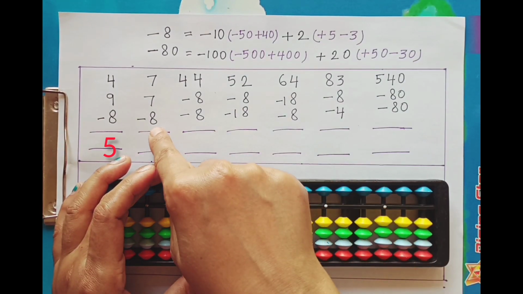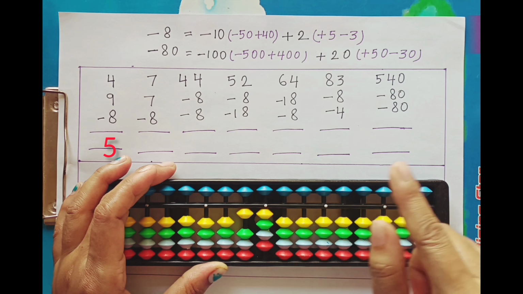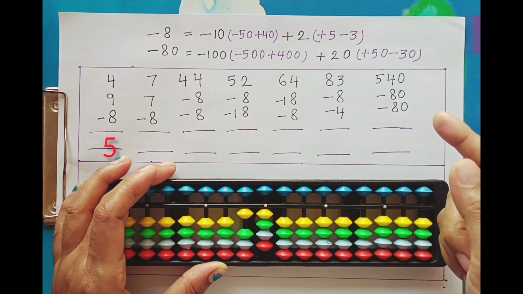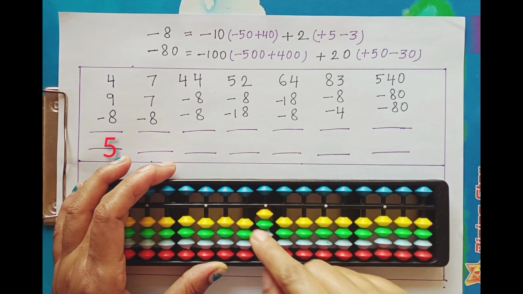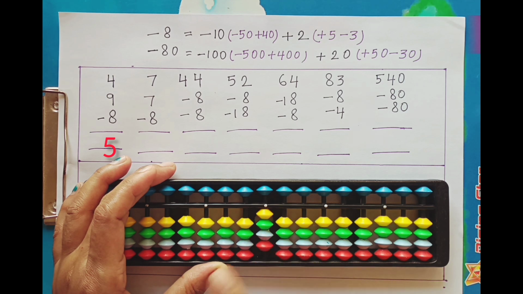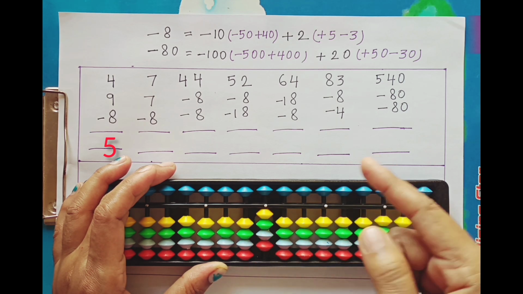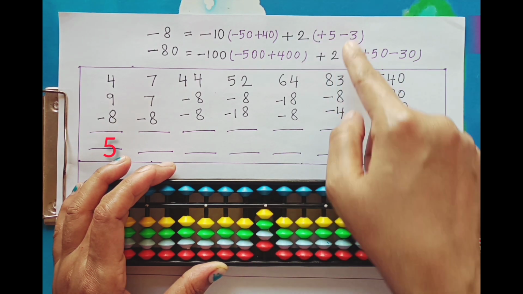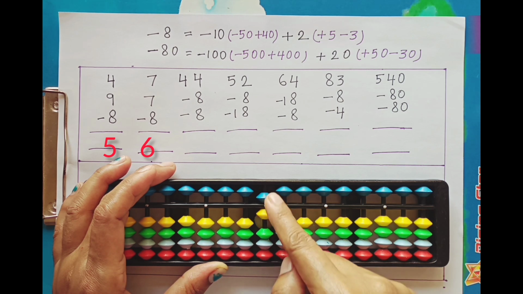Next, subtract an 8. We cannot subtract an 8 directly. To apply tens complements, we need to subtract a 10, add a 2. We can subtract a 10 but we cannot add a 2. To add 2, we need to apply add a 5, subtract a 3. The answer is 51.